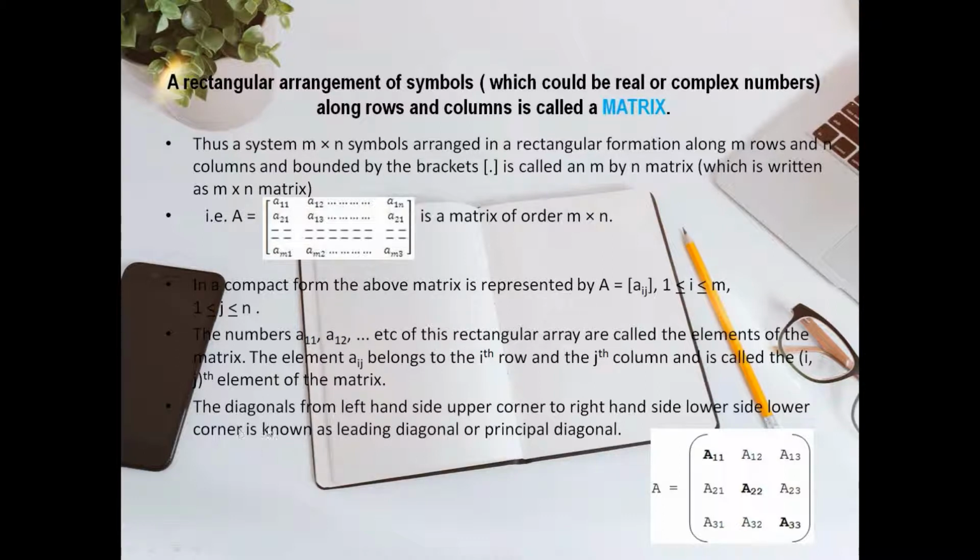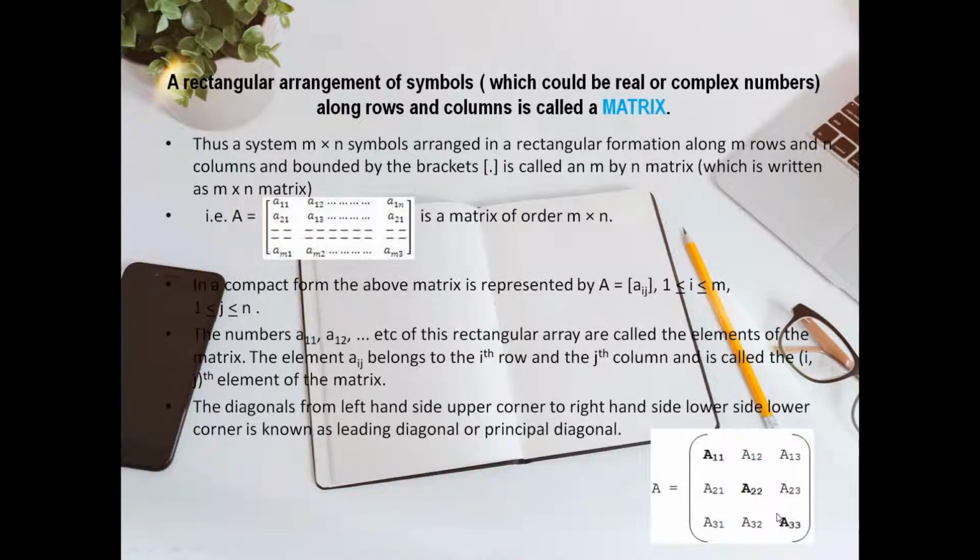Okay, the diagonal from the left hand side upper corner to the right hand side lower corner, that is this, is known as the leading diagonal or principal diagonal. That means the three highlighted ones, this entire diagonal, is called the principal diagonal of a matrix, and these are the elements of the principal diagonal.